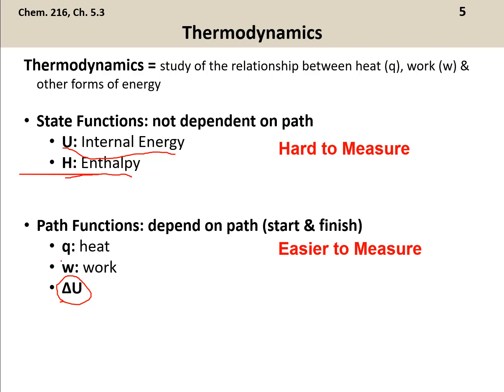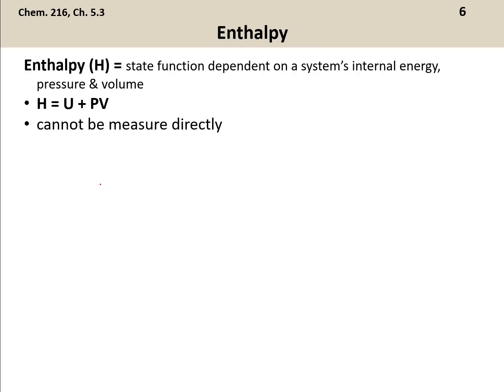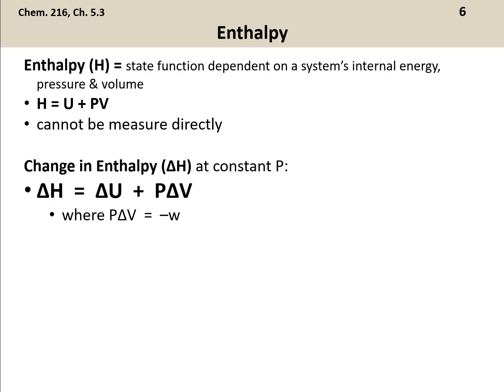Okay, so let's talk about that term we just talked about, enthalpy. So enthalpy is H, and H is the state function dependent on a system's internal energy, pressure, and volume. So H is equal to U plus P times V, where P and V are pressure and volume. Enthalpy is really hard to measure. Okay? But if I look at the change in enthalpy and I keep constant P, that means I have delta H equals delta U plus P delta V.